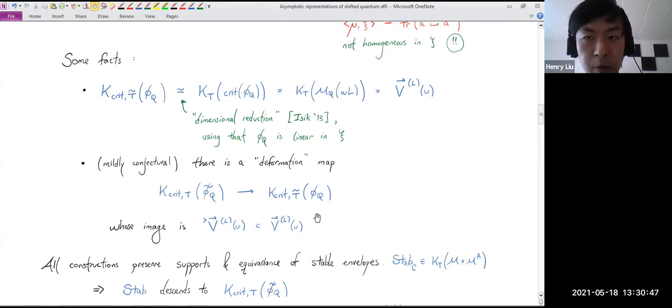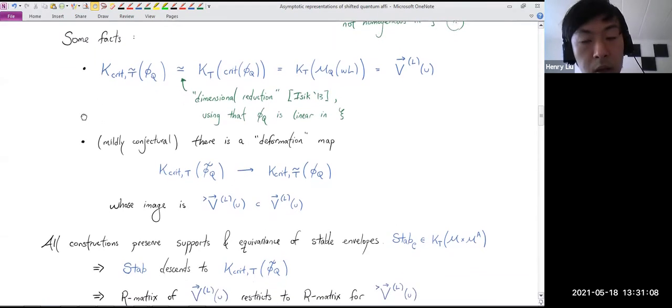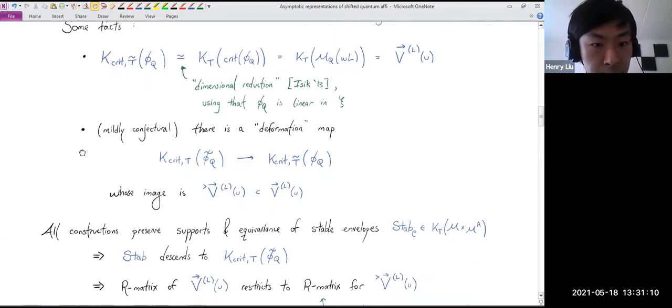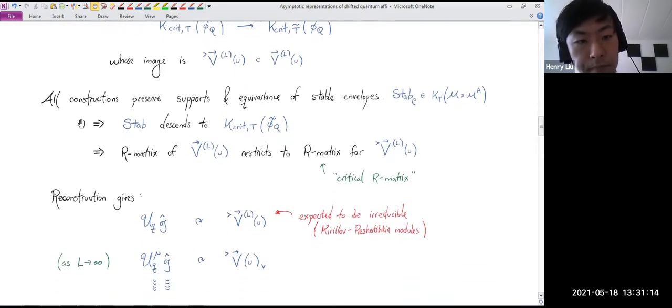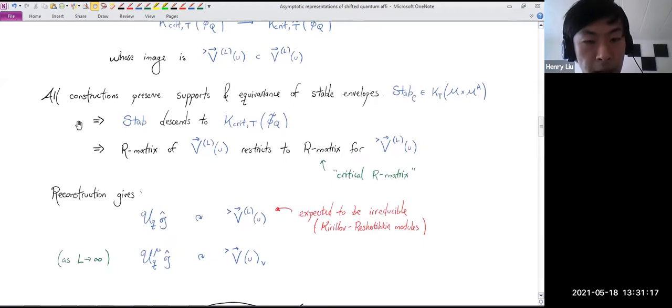So that was a very brief overview of the geometric origin of these modules. They really arise as equivariant critical K-theories of a certain critical locus. Now, you can run through the entire construction, and you can see that every piece of it is compatible with stable envelopes.